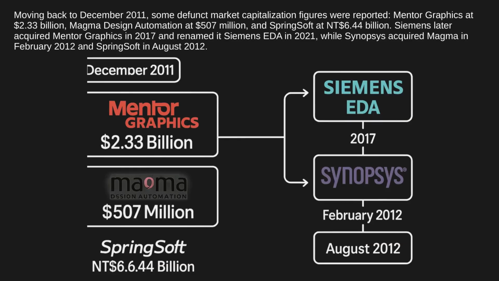Moving back to December 2011, some defunct market capitalization figures were reported. Mentor Graphics at $2.33 billion, Magma Design Automation at $507 million, and Springsoft at N6.44 billion. Siemens later acquired Mentor Graphics in 2017 and renamed it Siemens EDA in 2021, while Synopsys acquired Magma in February 2012 and Springsoft in August 2012.